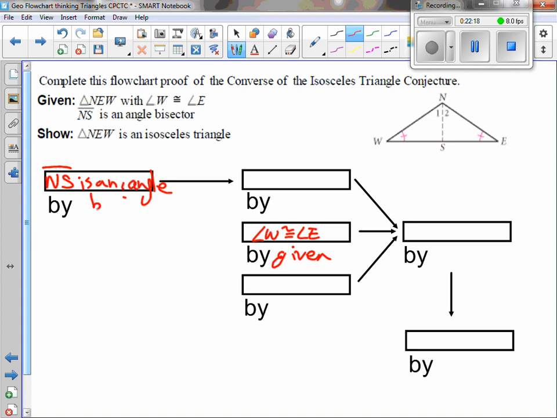Angle bisector, and this is given. NS is an angle bisector. So what does it mean if something's an angle bisector? It cuts it in half. It's cutting an angle in half. Bisect means to cut in half.